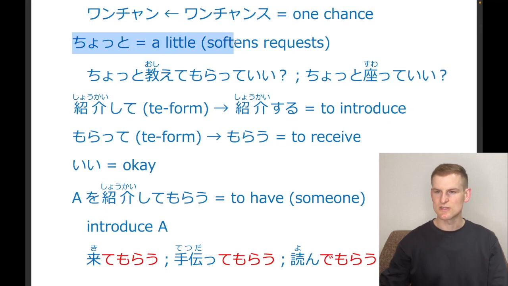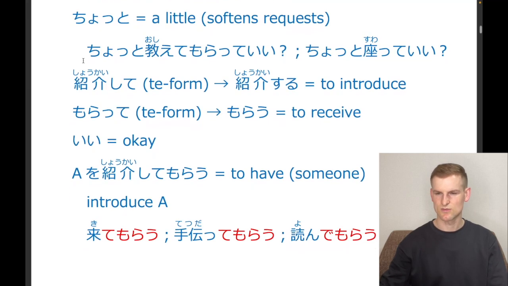Okay, and then ちょっと, which is "a little." This is also used to soften requests. So, for example, ちょっと教えてもらっていい. 教えてもらっていい is "can I get you to teach me something?" And then you're just adding ちょっと to soften that request. Can I get you to teach me a little, just a little? Or ちょっと座っていい, so, can I sit just a little? Okay, so in both cases, you're softening requests. And we'll look at these structures, もらっていい and 座っていい, in more detail soon.